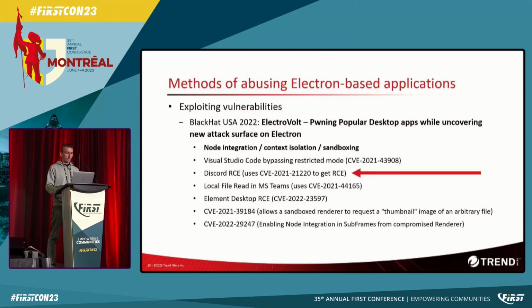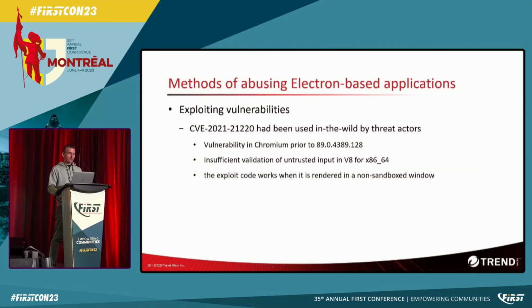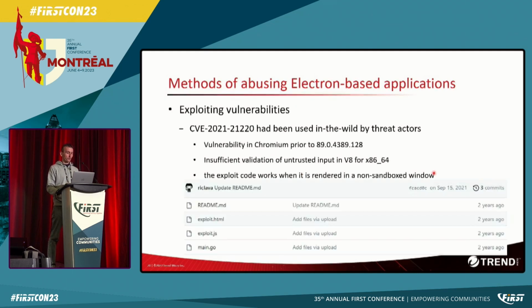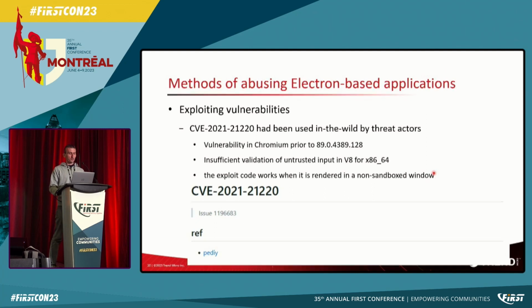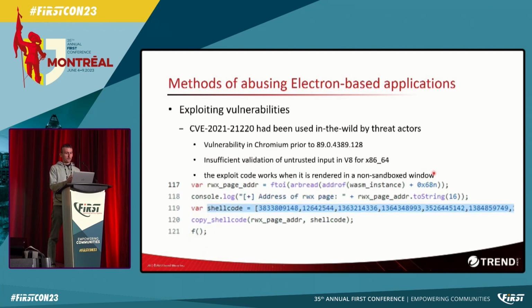In the wild, we have noticed only a case very similar to the second one. There is this vulnerability, CVE-2021-21220, which has been exploited by threat actors in the wild. It applies to older versions of Chromium, before version 89 dot something. Chromium is vulnerable only when the sandboxing is disabled, and the source code of this vulnerability is available online, so you can search for proof of concept source codes. You can edit the source code like this.